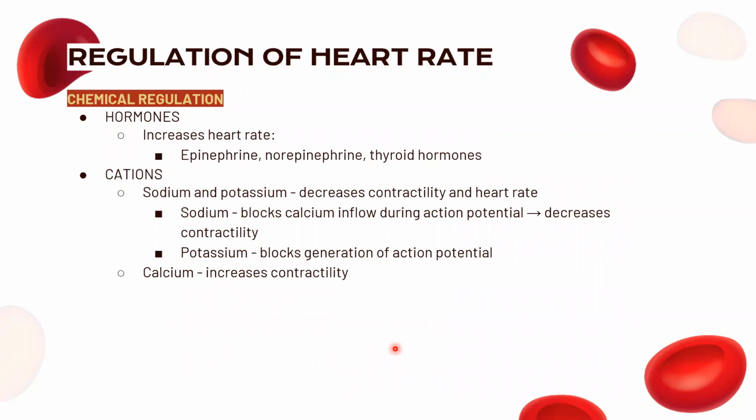Different hormones play a role in increasing heart rate, including epinephrine, norepinephrine, and thyroid hormones. When there are conditions wherein these hormones are increased, for example, in thyroid storm or in hyperthyroidism, wherein there is increased thyroid hormone, there's also an increase in the heart rate.